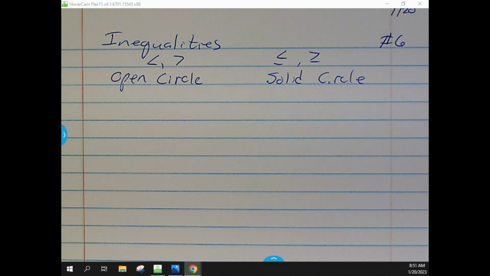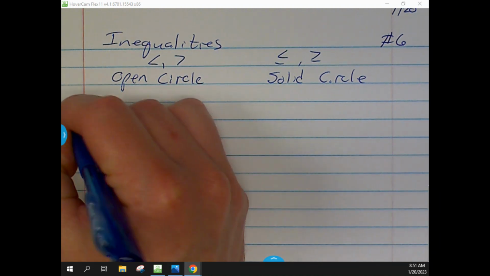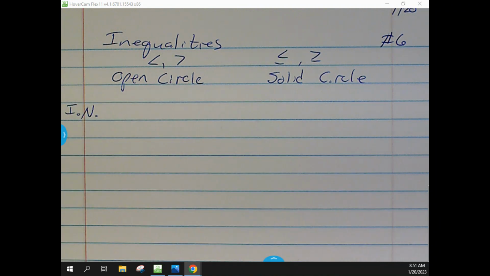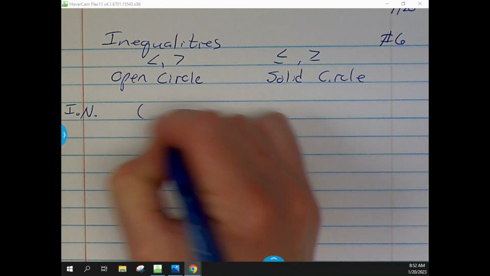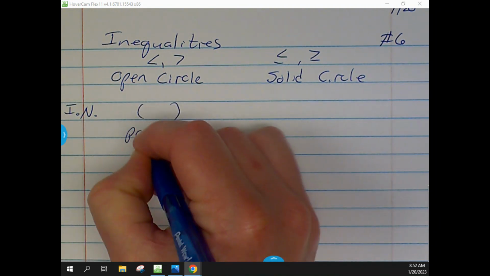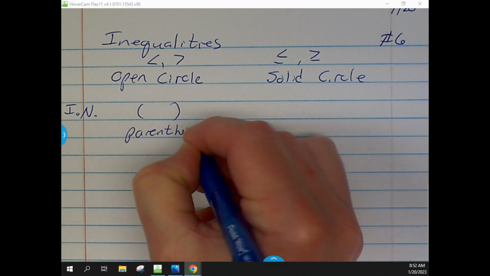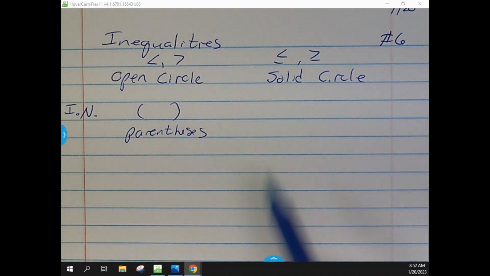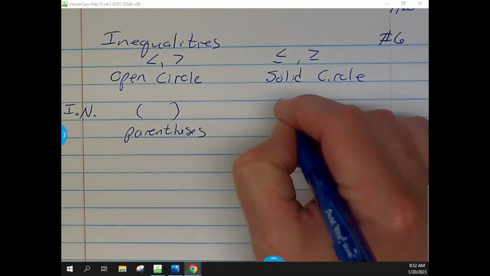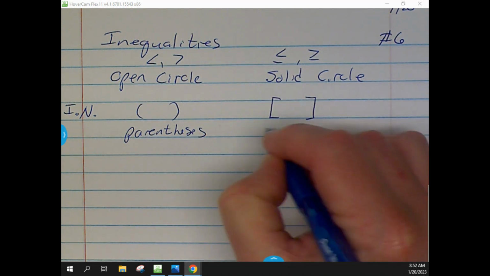But then working on interval notation just a little bit more, if we talk about interval notation with these, remember that you're going to be using parentheses. And where you had your solid circles or your bars underneath it, this is where you would use your square brackets.